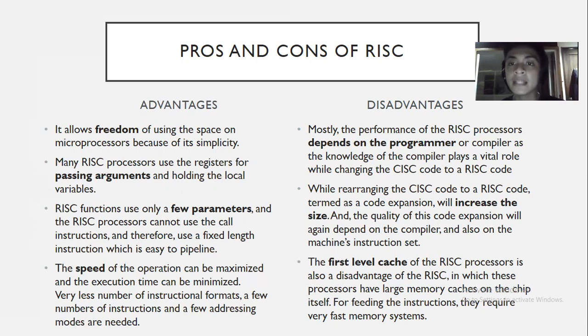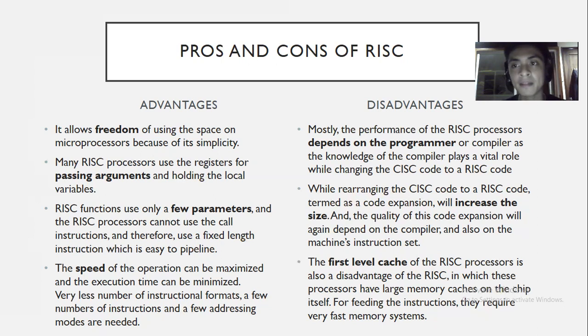Okay, and then we move on to the disadvantages of RISC. Mostly, the performance of the RISC processors depends on the programmer or compiler, as the knowledge of the compiler plays a vital role while changing the CISC code to a RISC code. So compared to CISC, RISC is actually more dependent on the software and the programmer or the compiler. You need to remember that, since it does require the programmer to remember all the correct lines of code in order to execute the same instruction.